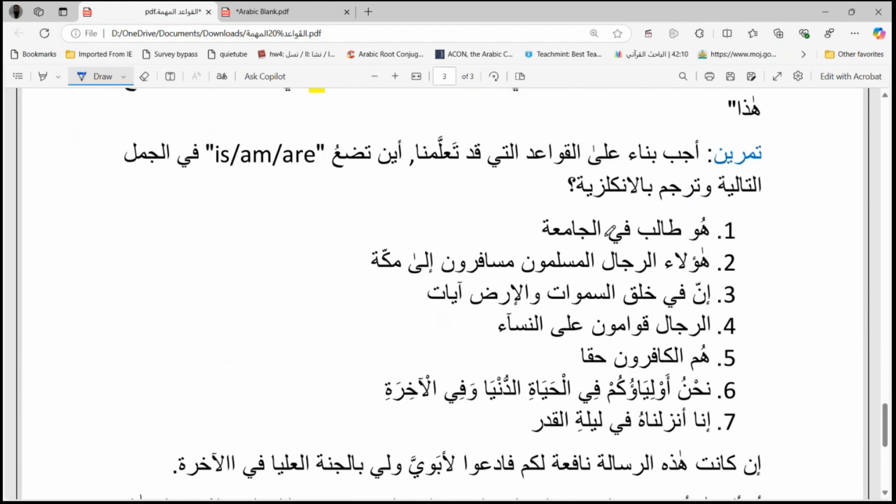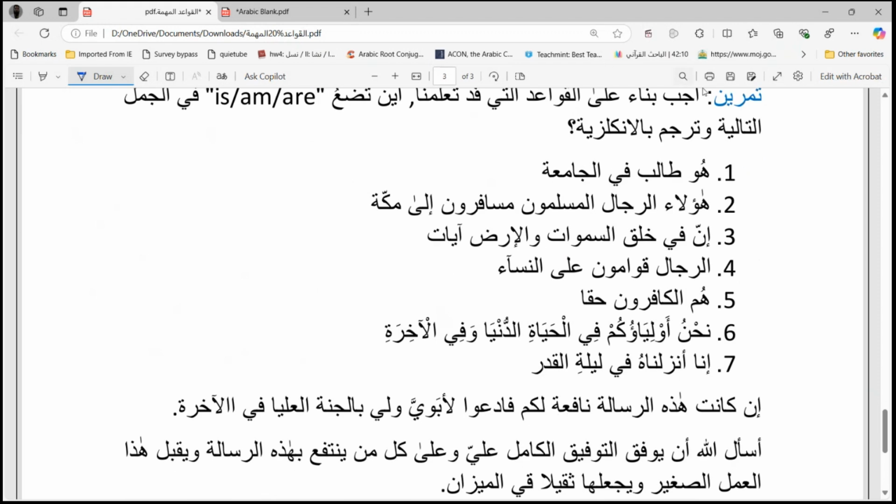Now there are some exercises here. We'll see. Huwa talibun. We'll apply qaida number one. See, huwa is zamir munfasil. So immediately after zamir munfasil, we'll put what? We'll put ism mr. He is a student. Fil jamia, this is additional information. We are not worried about that. The first break occurs here immediately after huwa. Okay. So huwa talibun. He is a student.